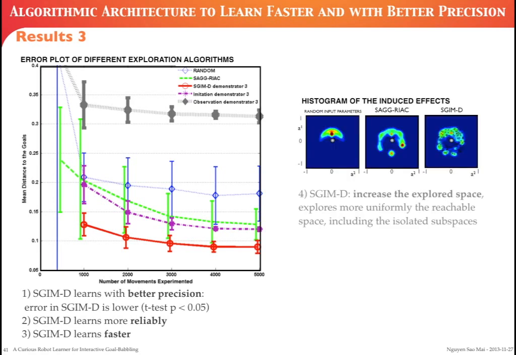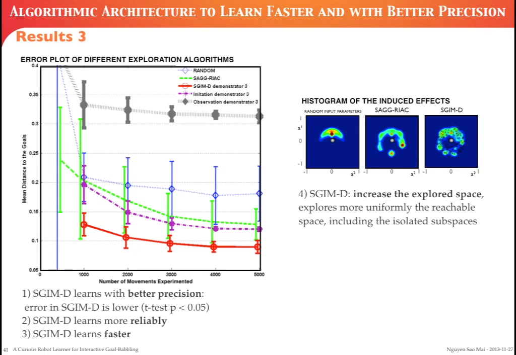In terms of outcomes that the agent can reach, here we plotted it the same. This is the outcome space, which is two-dimensional. And we plotted the histogram of the outcomes that were reached by the learning agent. So red means that this area has been reached a lot of times, and blue means that they have scarcely been reached. And this is the center, the position of the robot. So you can see that whereas in random sampling, the robot mainly reaches points that are just in front of it. In SAGRAC, the explored space has increased a lot. And in SGIMD, it has increased even more. I have put crosses which correspond to the demonstrations of the teachers. So this shows that SGIMD increases the explored space and explores more uniformly the reachable space, including the isolated subspaces.